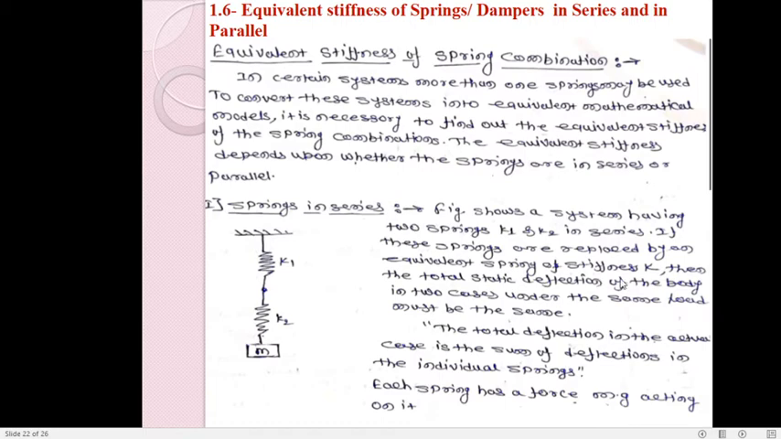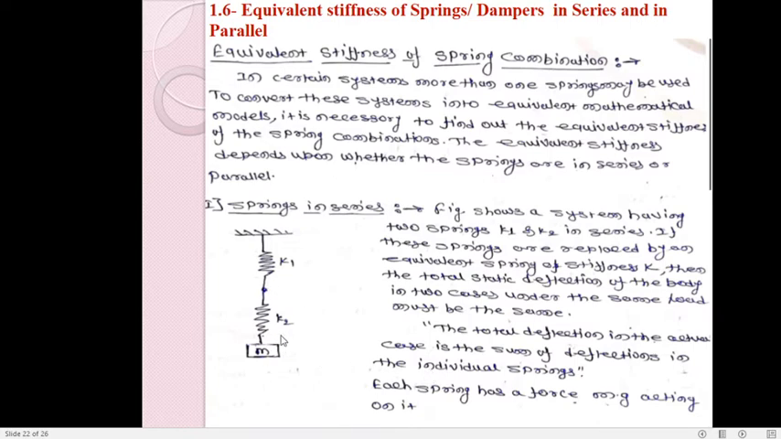Then the total static deflection of the body in the two cases, either this case or the single spring case, under the same load must be the same. Whatever deflection these two springs together show should be represented by our equivalent spring. That is the meaning of this. And when these two springs are connected in series, the total deflection is the sum of deflections in the individual springs.